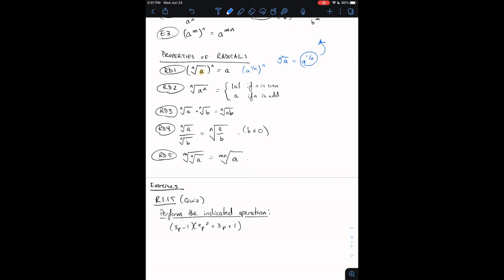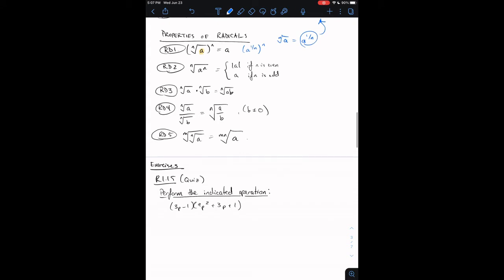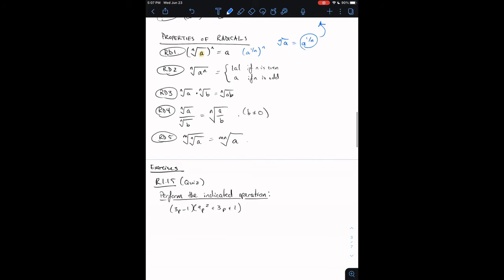And then the fifth property here has just to do with nested radicals. So if you have the mth root of the nth root of a number, then you have the m times nth root of that number. So that just allows you to simplify it a little bit.